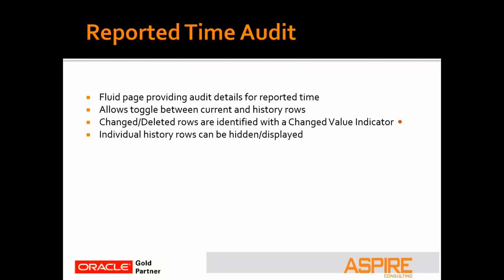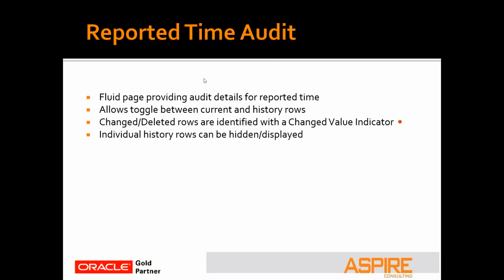And again, last thing we're going to go through is a reported time audit. This is in the fluid user interface section. It allows your users to toggle between seeing what is currently on an employee's timesheet and then seeing any historical changes that happened prior to that current version being available.